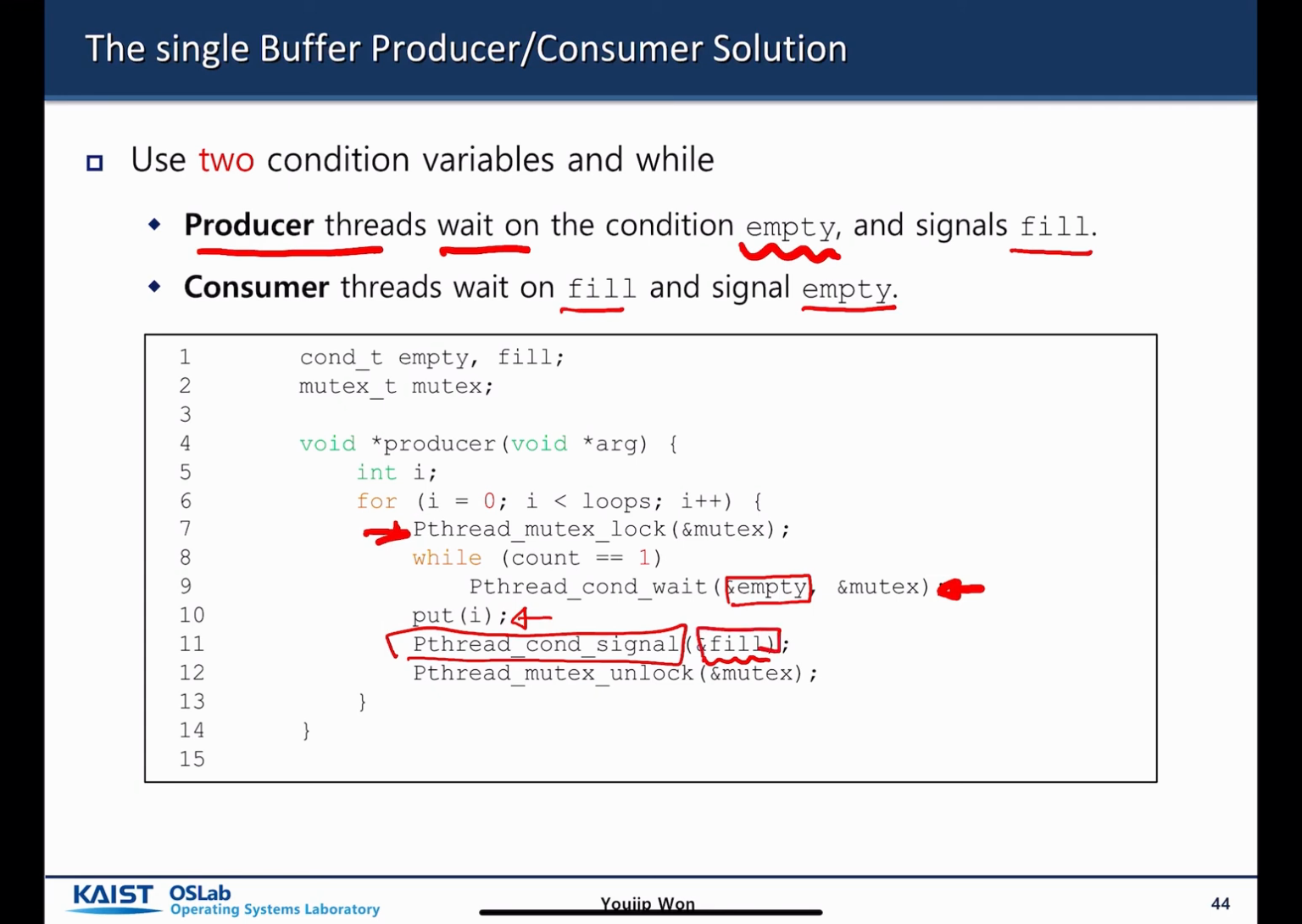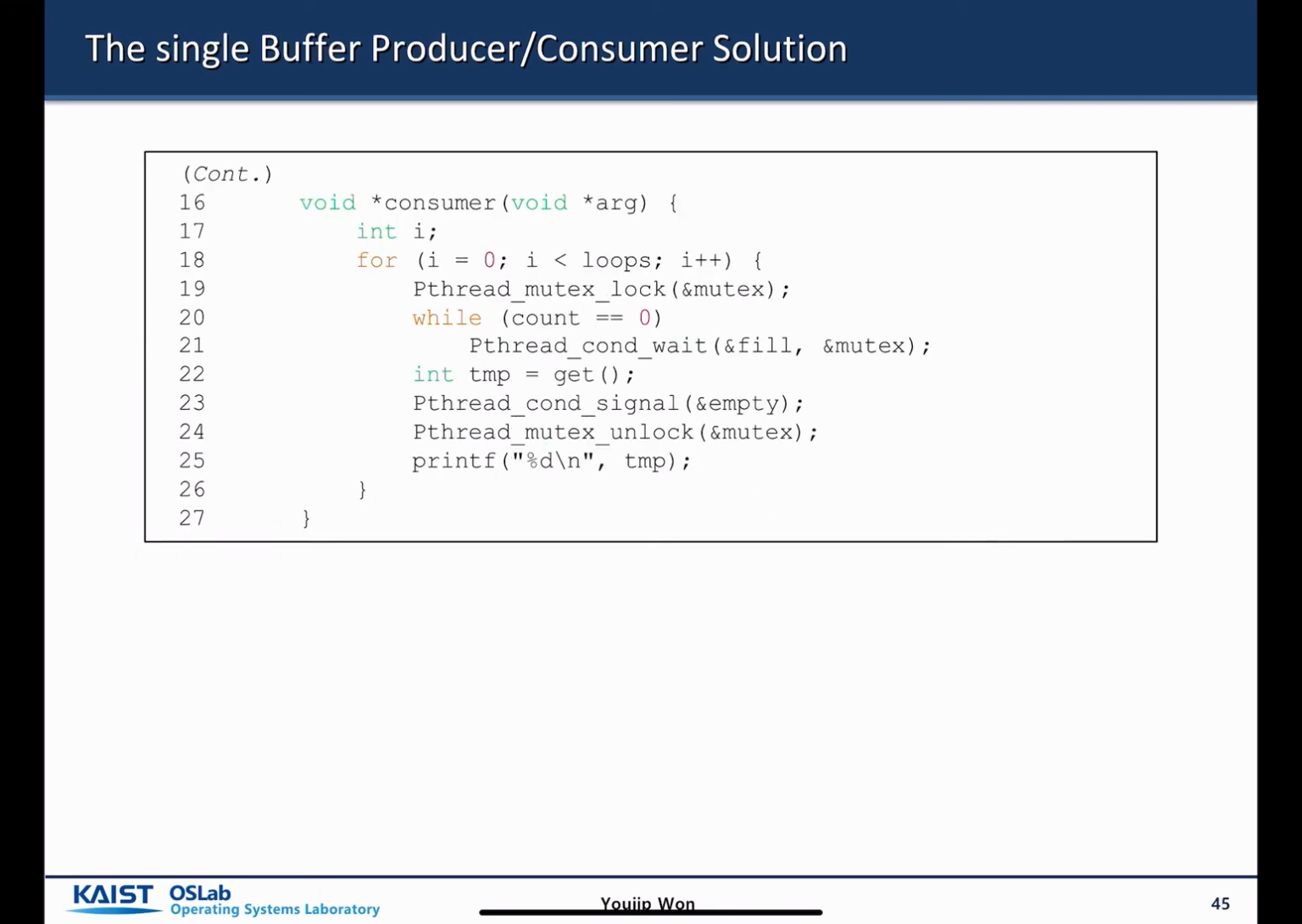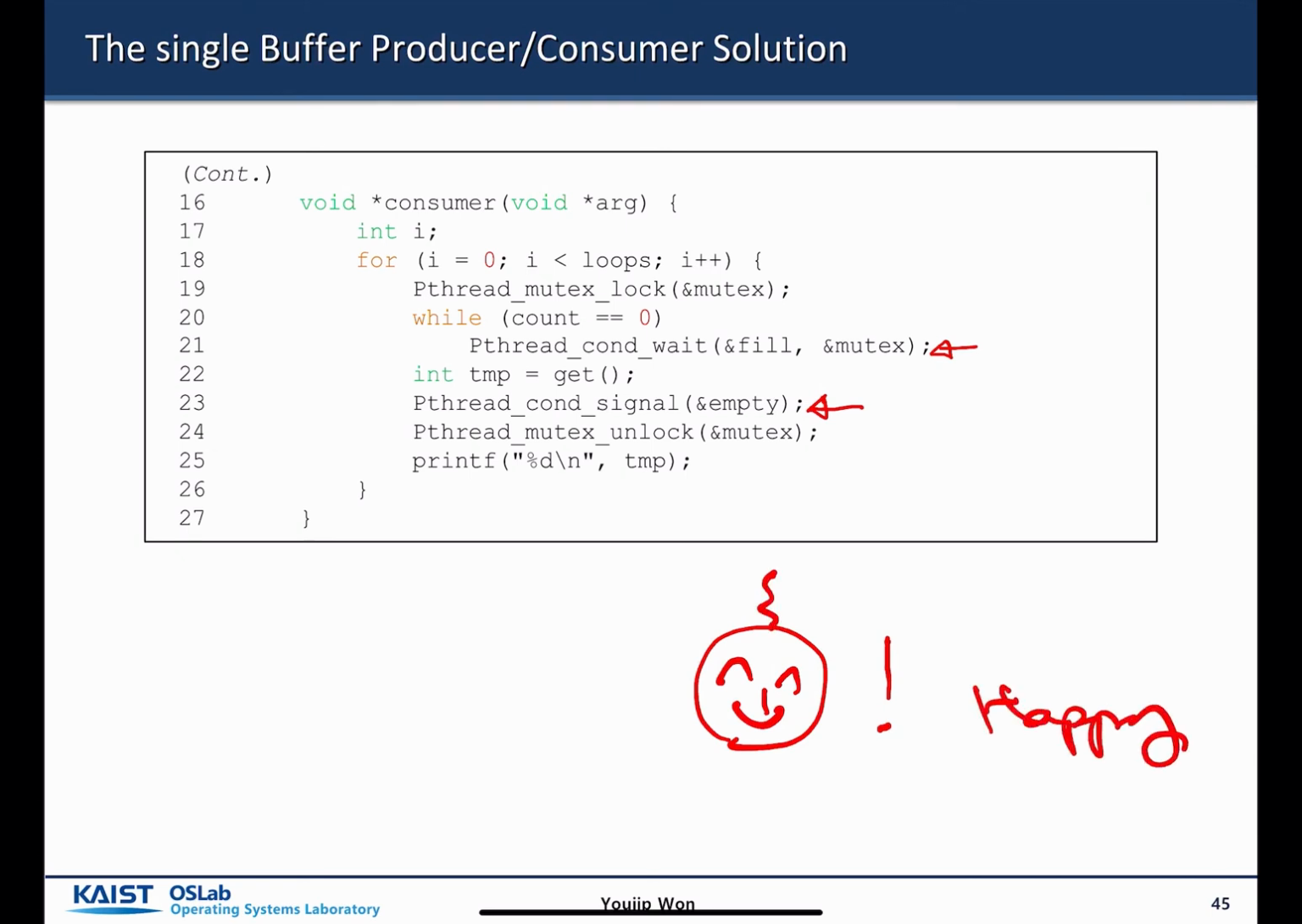The consumer does the opposite. In the consumer, it waits for the buffer to be full, and once it's full, then it consumes the buffer and it signals that the buffer is empty. So this is the complete solution. Right? Happy OS.